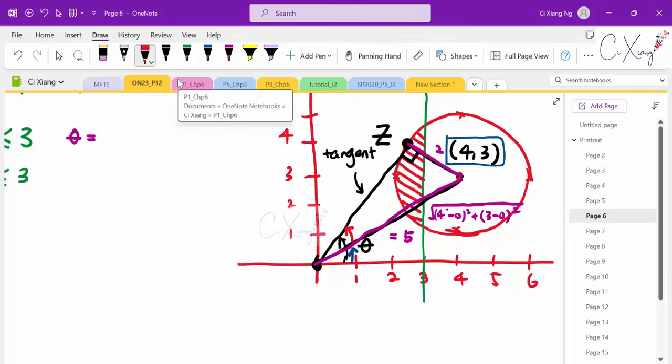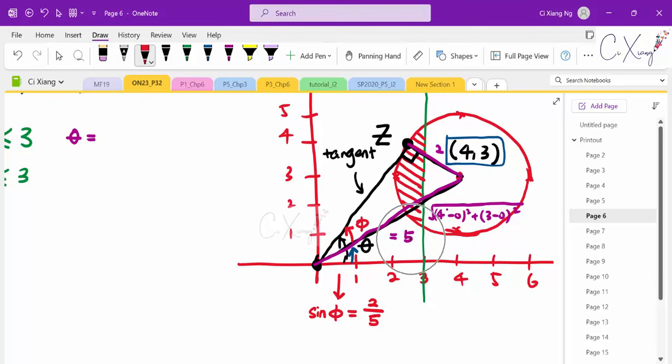Okay, so let's have a look at the triangle here. The red color angle, I label it as tau. So from here, you can see that sine tau should be equal to 2 over 5. Opposite over hypotenuse. Your opposite is 2, then the hypotenuse is 5. Therefore, your tau will be sine inverse 2 over 5.